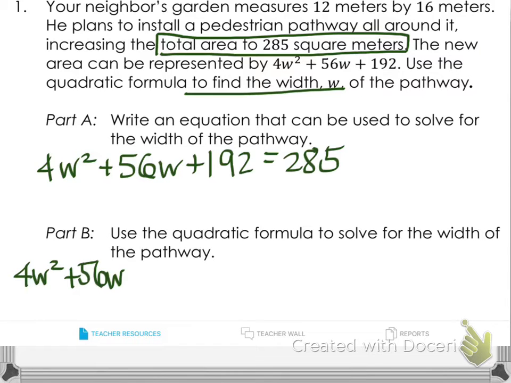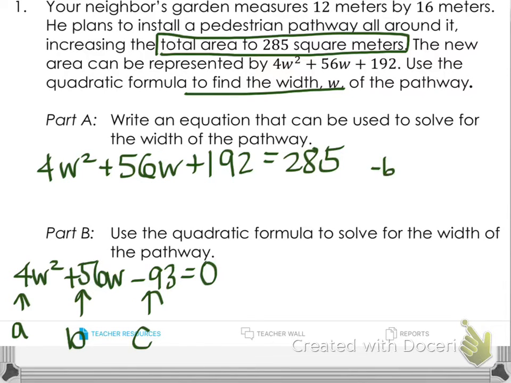When we subtract 285 from 192, we end up with negative 93 is equal to 0. Now we're going to identify A, B, and C: A is 4, B is 56, and C is negative 93. We can sub them in.